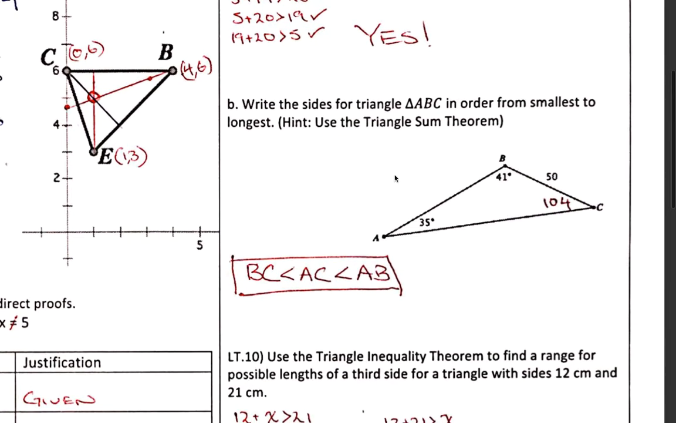Over here, I'd have to use the triangle sum theorem to find this third angle. And then once I have that, it's no problem to just say, all right, my shortest side should be opposite the smallest angle. Smallest angle is here, so that's the smallest side, BC. 41 is the next smallest angle, so AC is opposite of 41, so that's why it's the next one, and then obviously AB is the last one because it's the biggest. You can also clearly tell that this is not drawn to scale, so count on that.